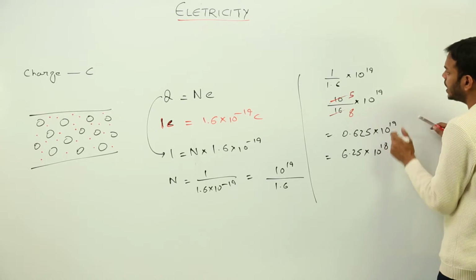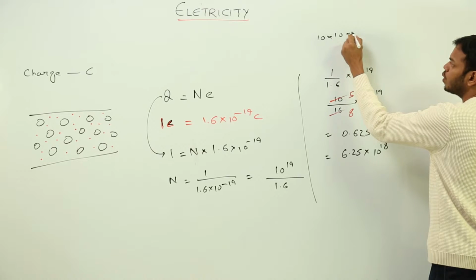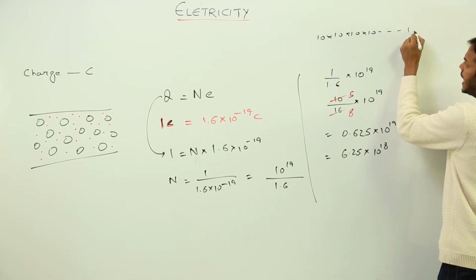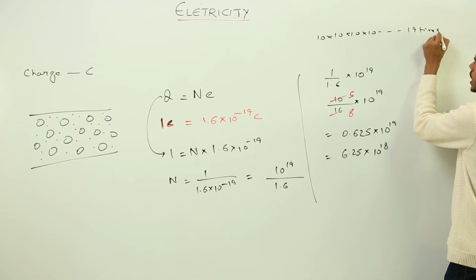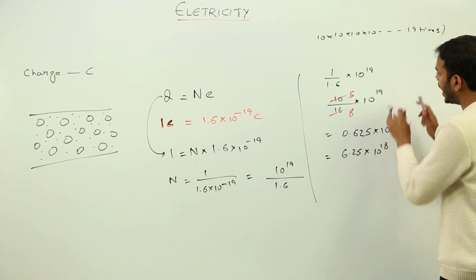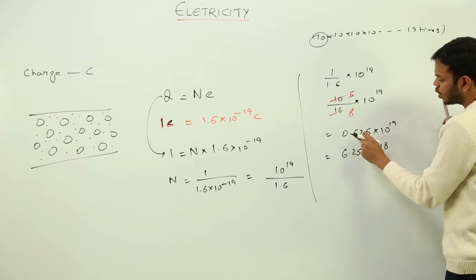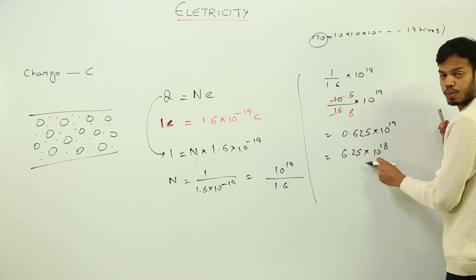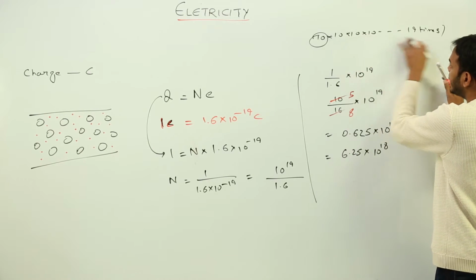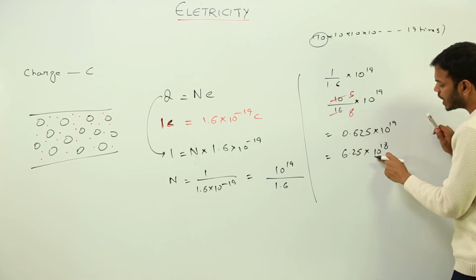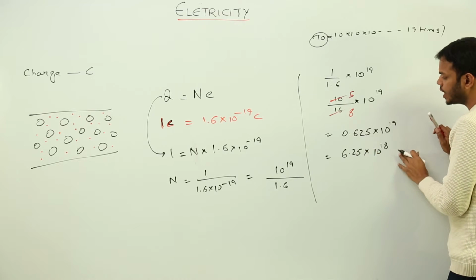10 raised to power 19 means 10 into 10 into 10, 19 times. This is what 10 raised to power 19 means. So I have utilized one 10, so this 0.625 comes out to be 6.25, and I am left with 18 tens. That is why I have written it as 6.25 into 10 raised to power 18.